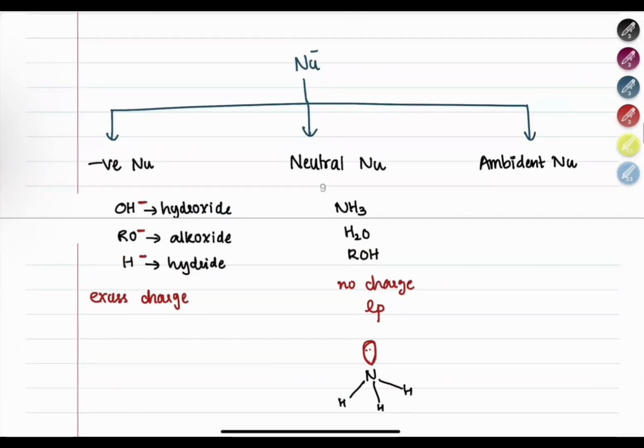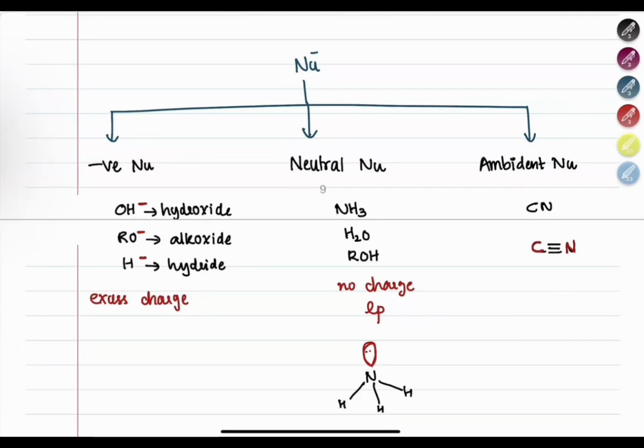Now there is ambident nucleophile. Ambident nucleophile means a nucleophile where there are 2 nucleophilic atoms in the molecule. An example is cyanide, or CN minus. Here the structure is C triple bond N, and both carbon and nitrogen can act as the nucleophile. One more example is thiocyanate ion, or SCN minus. Here also both sulfur and nitrogen can act as the nucleophile. So these are the different types of nucleophile: negative, neutral and ambident nucleophile.